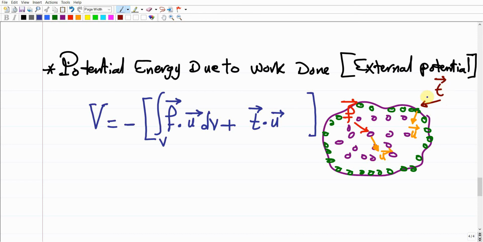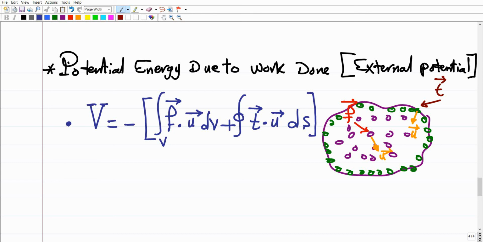But how about these surface tractions? These are acting only over the surface. So to collect them, we cannot do integration over the volume, and instead we have to do integration over the boundary of the continuum, or over the surface S of the continuum. So this symbol here, this circle, indicates that we are collecting over the boundary of the continuum. Make sense? So this is going to give us the potential energy due to any external forces.